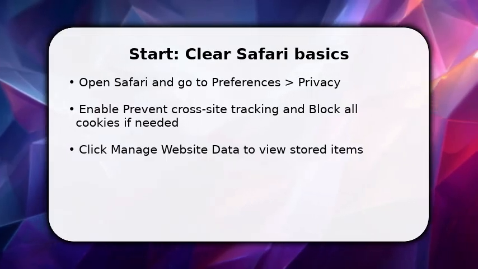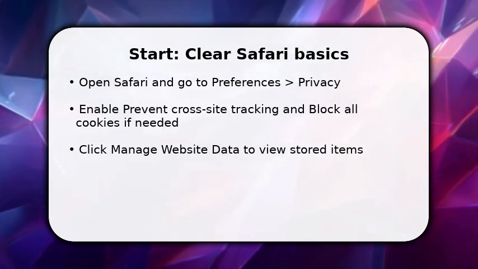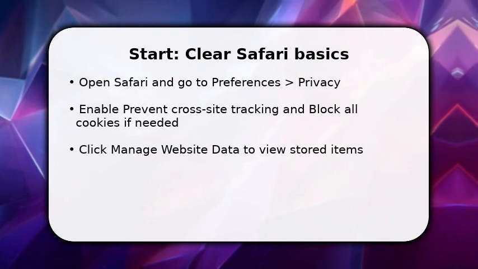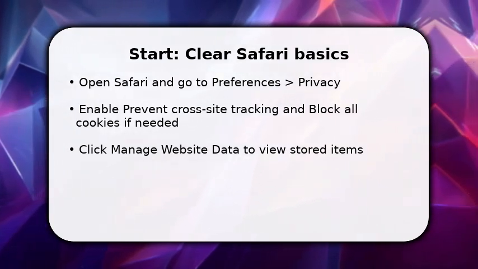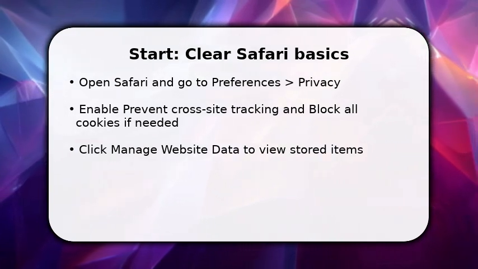You start by opening Safari and going straight to Preferences, Privacy. Once there, make sure Prevent Cross-Site Tracking is on. This stops many trackers at the source. Next, click Manage Website Data so you can see cookies, caches, and local storage.